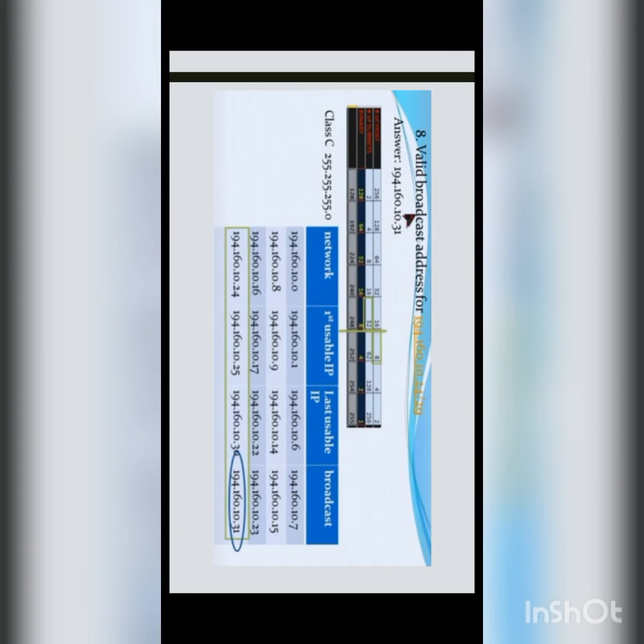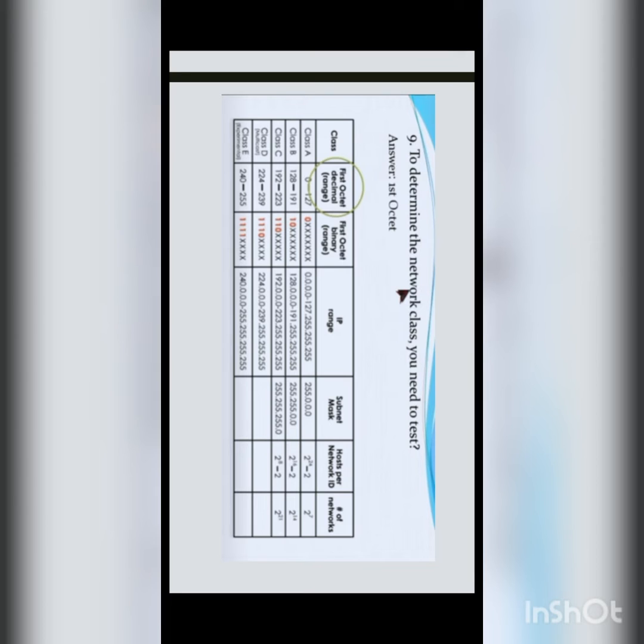So number 8. Valid broadcast address for 194.160.10.24 over 29. So, the answer is 194.160.10.31. That is the broadcast address. So, number 9. To determine the network class, you need to test. So, the answer is the first octet. First octet decimal range.